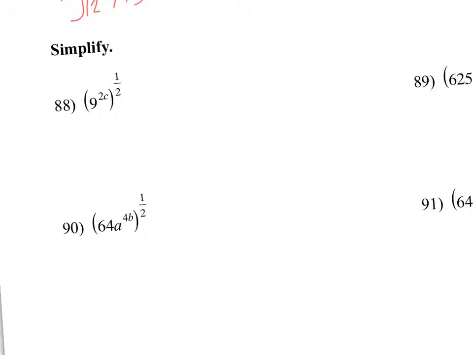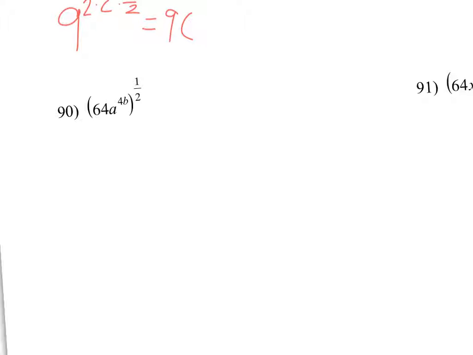For number 88, we've got to simplify some stuff. First thing we do is distribute that power to both pieces. So I guess we only have one here. So we get 9 to the 2c. That means we're looking at 9 to the 2c times a half, which is just 9 to the c.